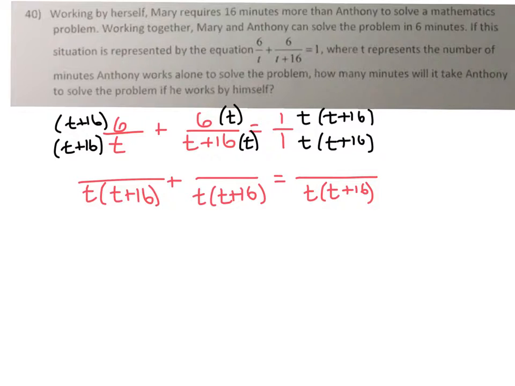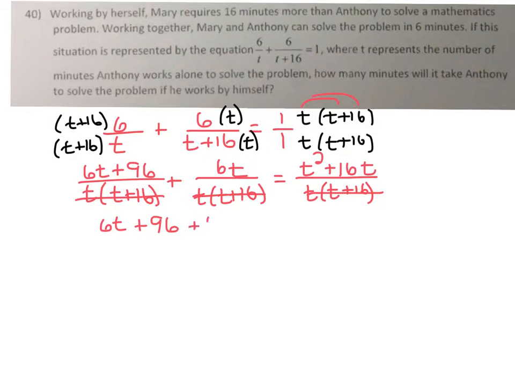Okay, so let's multiply. If we distribute the 6 to both terms on top, we will have 6t plus 96. And then we'll have plus 6t, and then equals, well, let's just distribute this 1t to both terms here. So it's going to be t squared plus 16t. Okay, now that we have a common denominator, let's just take them and cross them off, and let's solve what we're left with. So we have 6t plus 96 plus 6t equals t squared plus 16t.